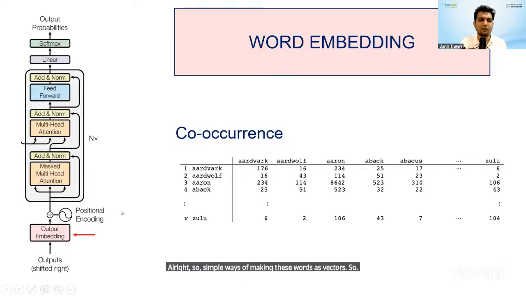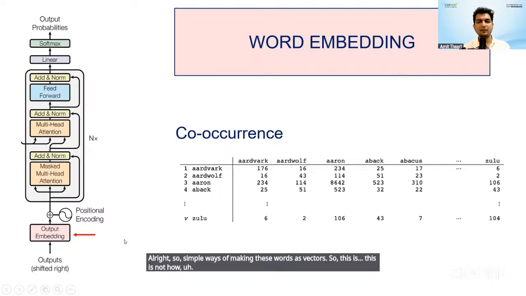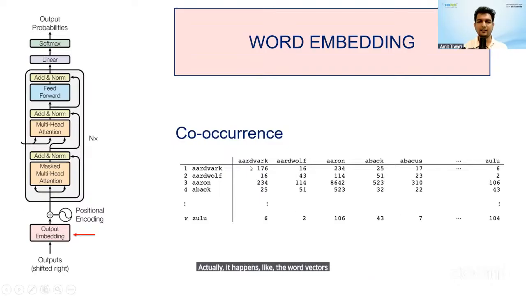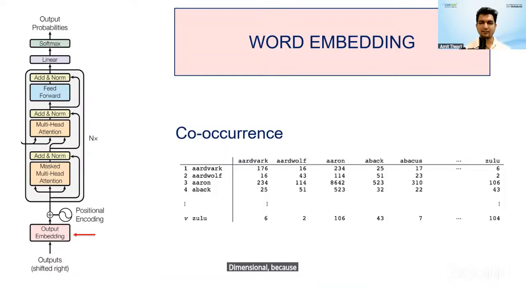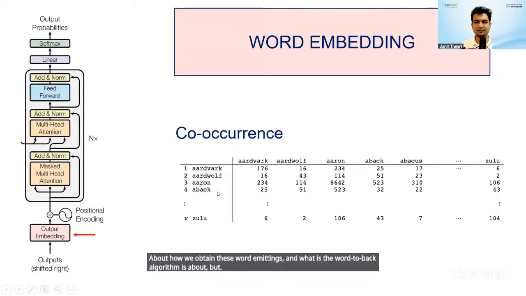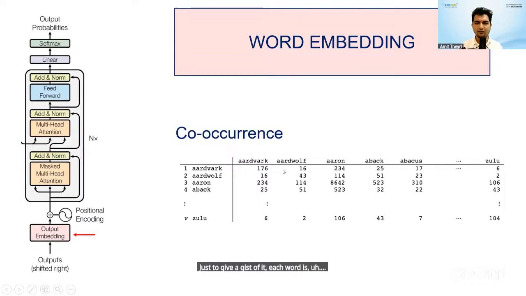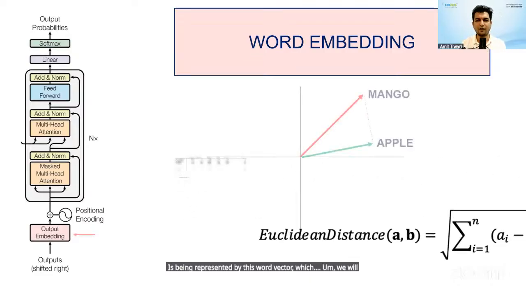This is not how it actually happens. If we do it like this, each word vector will be 170,426 dimensional, because this many words are there in the English language, right? So basically, each word has a 300 dimensional vector, and how we obtain these word embeddings and what the word2vec algorithm is about is out of scope of this class. But just to give a gist of it, each word is being represented by a word vector, which we will use to find some similarity.